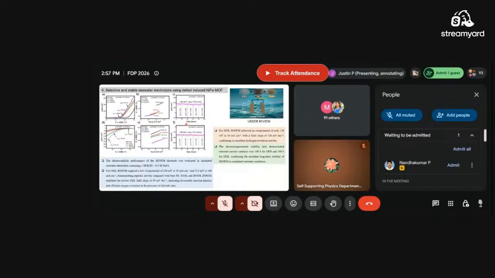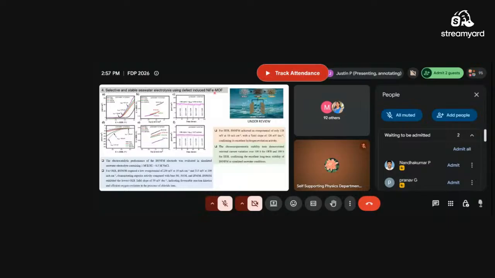In that case, we are taking the help of nickel iron MOF. Metal organic framework is a very popular family, especially since the 2024 Nobel Prize in chemistry was given to the people who discovered MOFs 15 or 20 years back. Not only in electrocatalysis, but also in supercapacitors and the medical field, MOFs are performing a really good role.